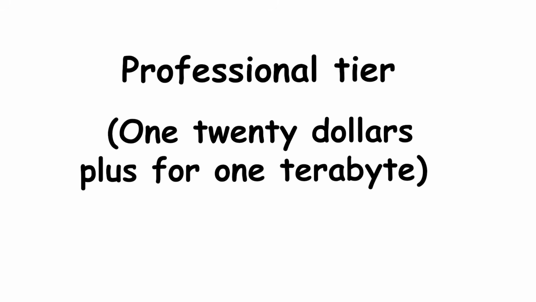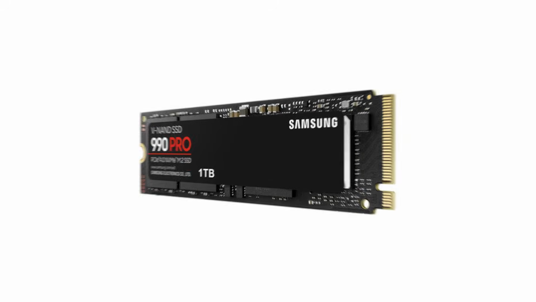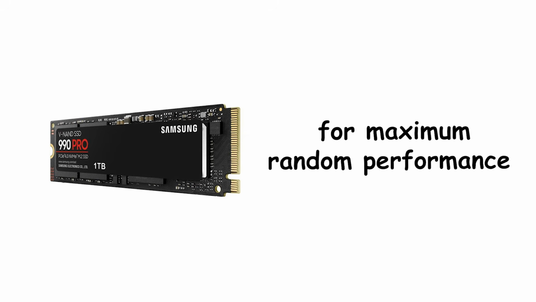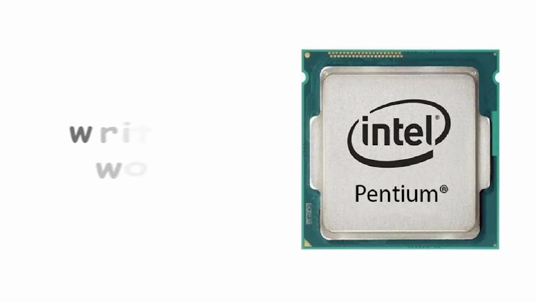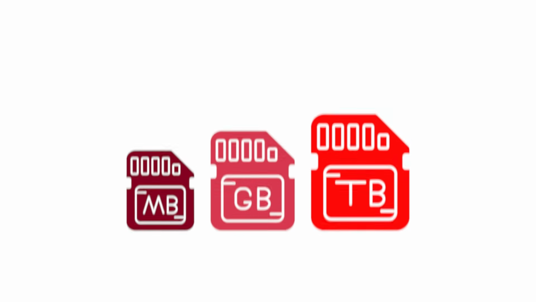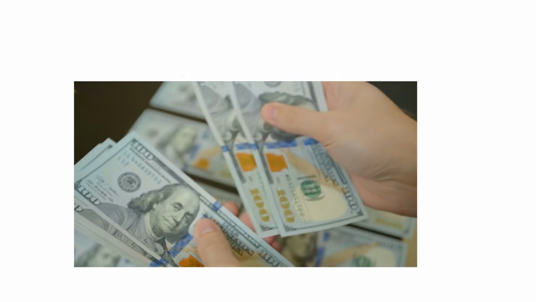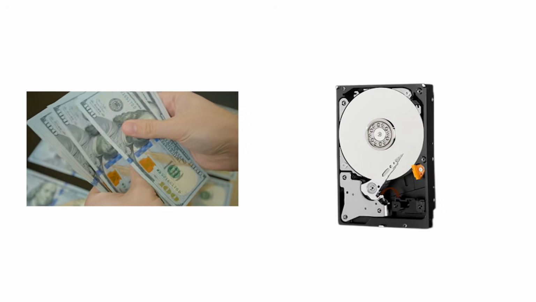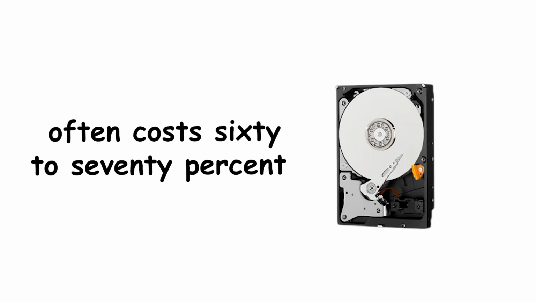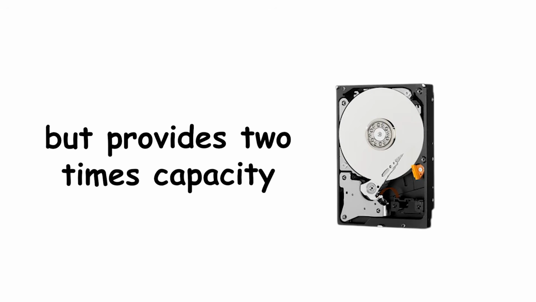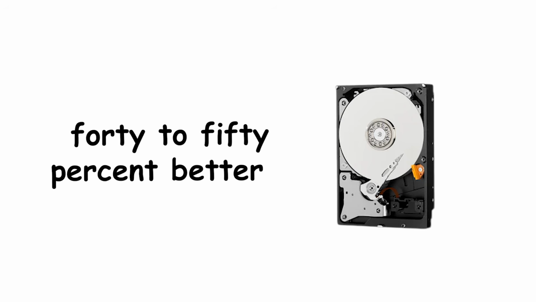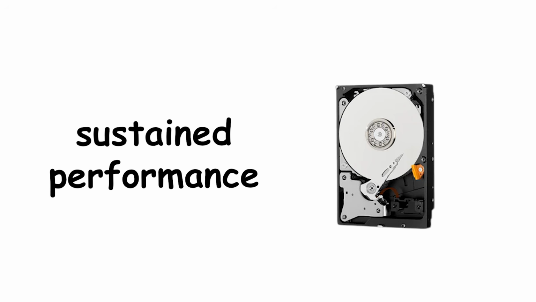Professional tier, $120 plus for 1 terabyte: Samsung 990 Pro for maximum random performance. Enterprise drives like Intel P4610 for write-heavy workloads. Consider 2 terabyte capacity for better price per gigabyte and larger cache. The capacity decision: larger drives have larger caches and better performance per dollar. A 2 terabyte drive often costs 60 to 70% more than 1 terabyte but provides 2 times capacity and 40 to 50% better sustained performance.